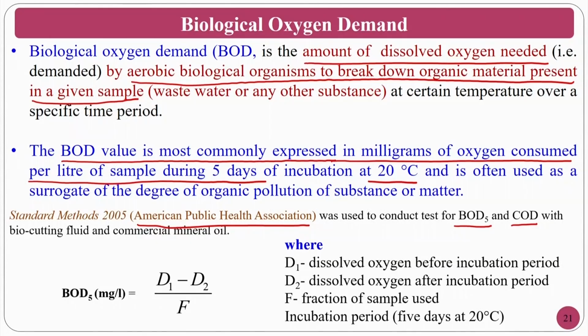So, BOD5 in milligram per liter is (D1 minus D2) by F, where D1 is the dissolved oxygen before the incubation period. I said there will be a reactor, you should put the microbes, you should put the pollutants, and you have to continuously send the oxygen. First you have to measure the dissolved oxygen in the reactor, that is called D1. D2 is the dissolved oxygen after the incubation period, and F is the fraction of sample used. Normally the incubation period is 5 days, as I said earlier, at 20 degrees.